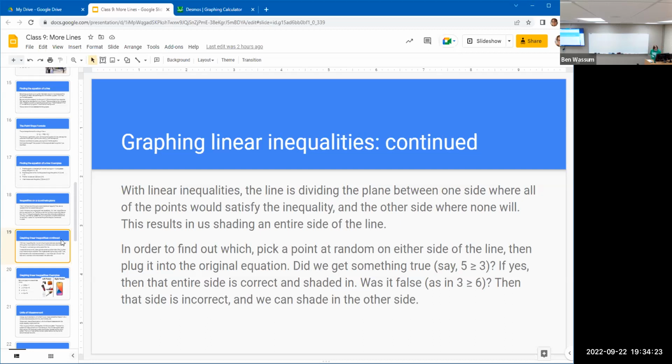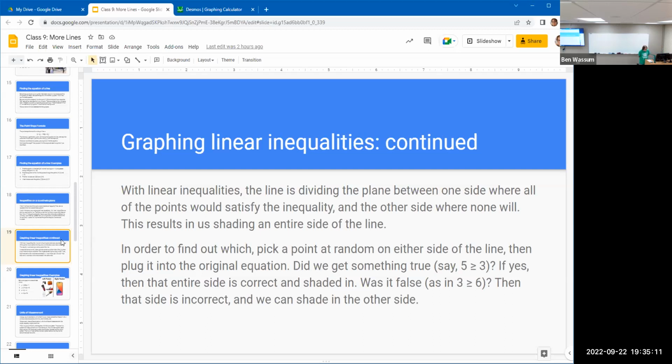What I always tell people to do is, in order to find out which, you pick a point at random. It doesn't matter where it is. I recommend things close to the origin so you have tiny numbers you're plugging in. You pick a point at random and plug it into the original equation. And then it boils down to, did you get something out of that that is telling you something true, or is it telling you something that's false? If it tells you something that's true, that means that the side of the line you picked that point from is true. If it's telling you it's false, then the side of the line you picked that point from is false. So you shade the other side at that point.